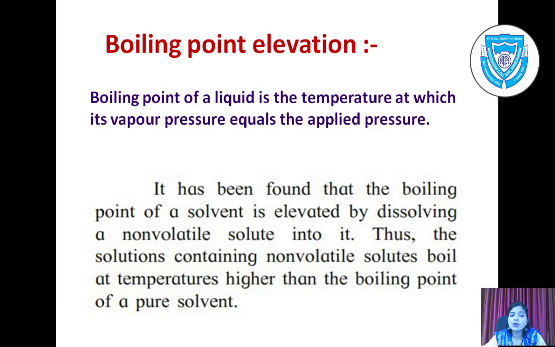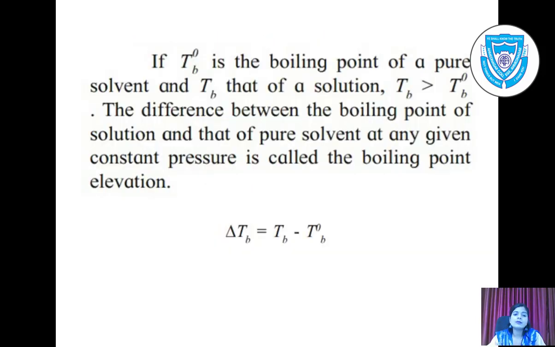It has been found that the boiling point of a solvent is elevated by dissolving a non-volatile solute into it. Thus, the solutions containing non-volatile solutes boil at temperatures higher than the boiling point of a pure solvent. So, boiling point is elevated or increased. Pure solvents have a lower boiling point, whereas when solute is added to that pure solvent, the boiling point is elevated or increased. We will see this now.